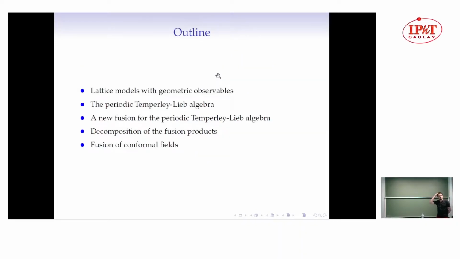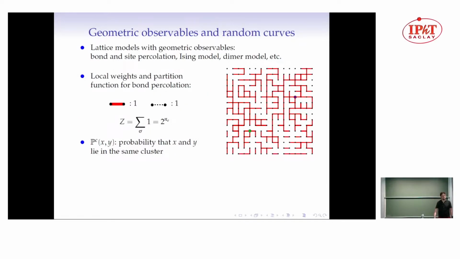So, an outline of my talk. First, I'm going to discuss, maybe this is going to be a review for many members of the audience, lattice models with geometric observables and the periodic Temperley-Lieb algebra. I'll set my conventions so that we all agree on the objects we're working with. And then I'm going to discuss this new way of doing fusion that we defined for standard modules over the periodic Temperley-Lieb algebra. And then eventually I'm going to discuss how these fusion products decompose as sums of irreducibles over this algebra. And then finally, how from this we're able to get the fusion of conformal fields in the underlying logarithmic conformal field theory.